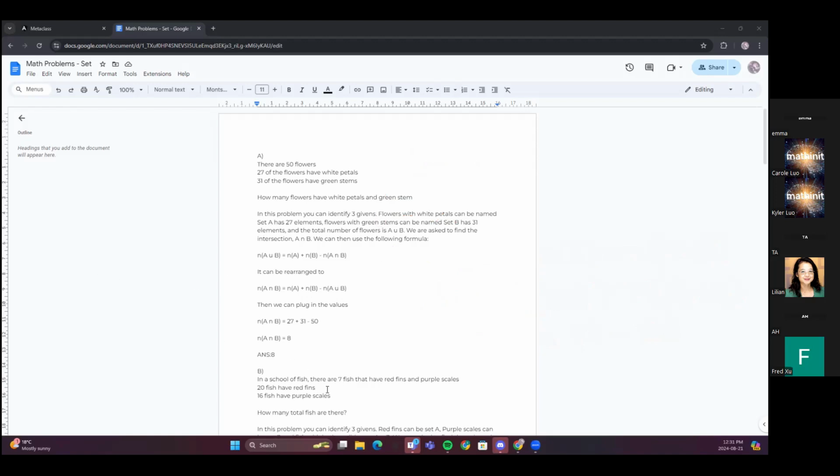Moving on to the next question. This question reads: in a school of fish, there are 7 fish that have red fins and purple scales. 20 fish have red fins and 16 fish have purple scales. How many total fish are there? I'll give you 2 minutes to try this problem.